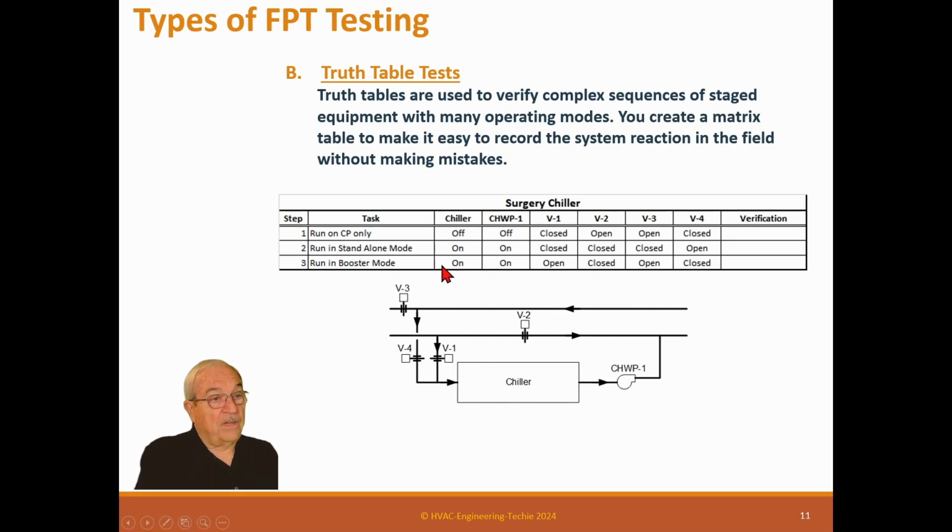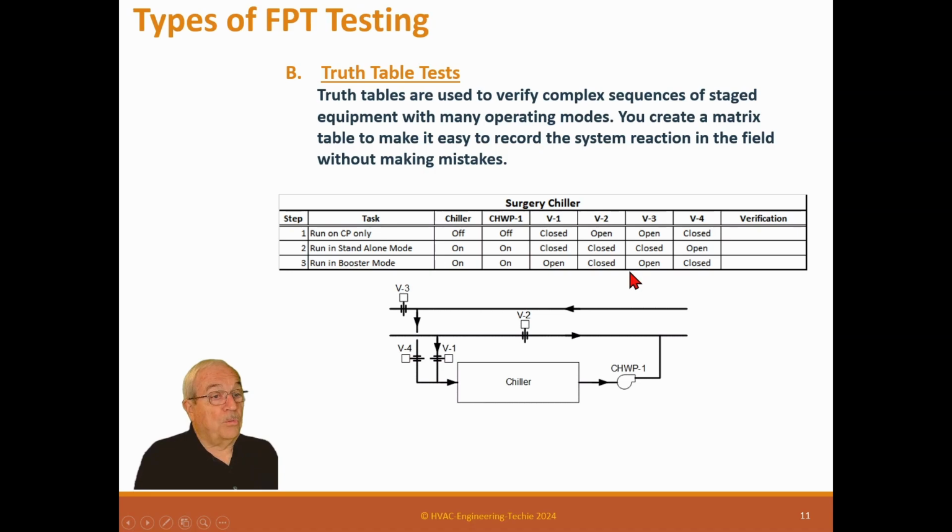That's hard to figure out if you don't remember. So these are the chiller. The chiller, it should be off, on. Chill water pump 1 is off, on. And valve 1 is closed, open, close. So it tells you where those are going to be.